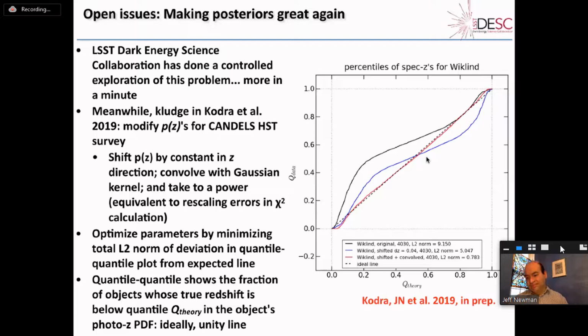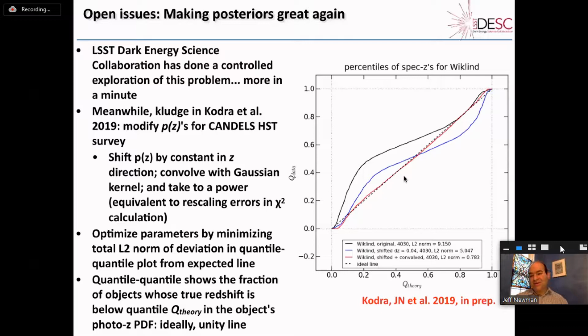So if you take the true redshift and ask what its quantile is in its probability distribution, you would expect those true redshifts to be distributed uniformly between 0 and 1. So 1% of the time you're between 0 and 0.01, 1% of the time you're between 0.99 and 1. So those quantiles should be uniformly distributed. And that uniform distribution gives you a diagonal on this plot, where you compare, as a function of how far into the cumulative distribution function you are, what fraction of values are below that.